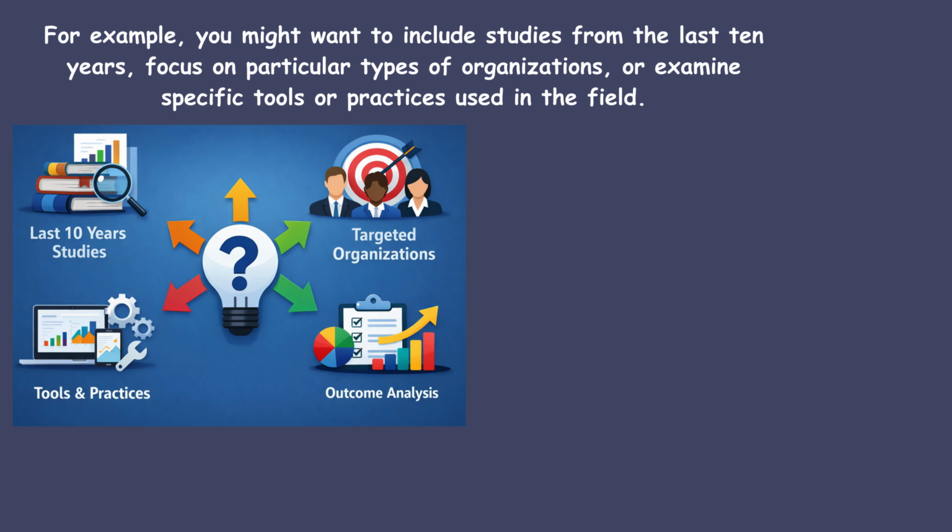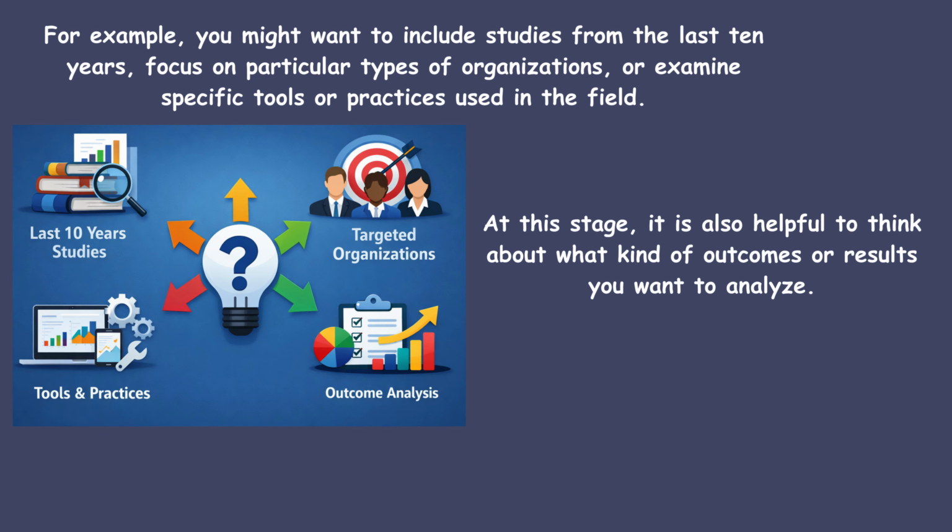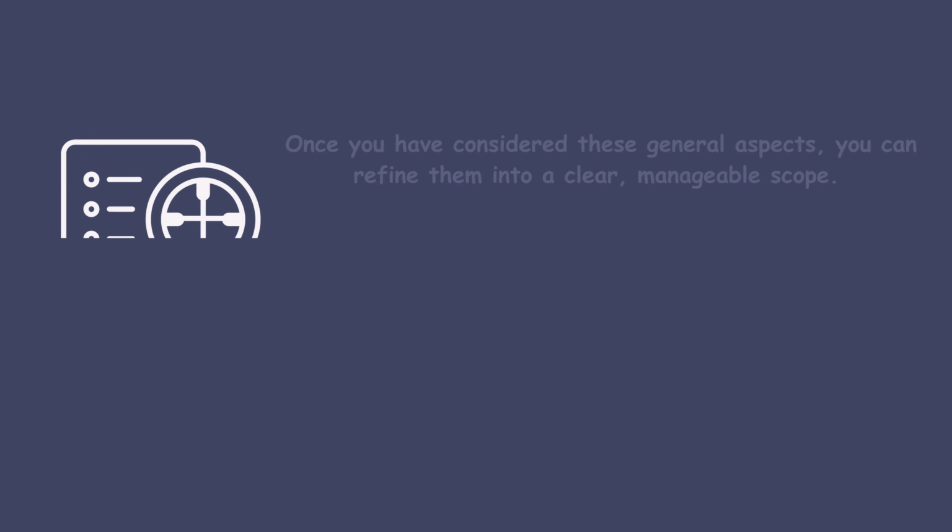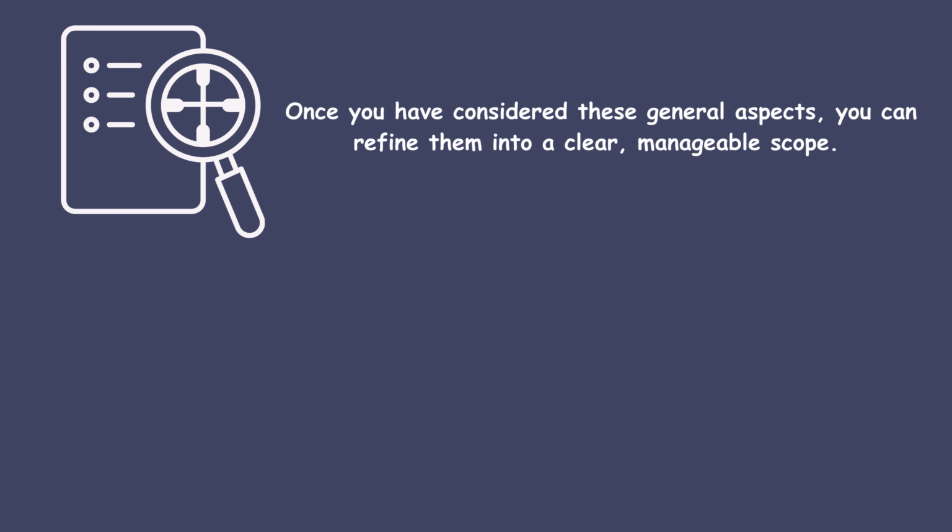For example, you might want to include studies from the last 10 years, focus on particular types of organizations, or examine specific tools or practices used in the field. At this stage, it is also helpful to think about what kind of outcomes or results you want to analyze. Once you have considered these general aspects, you can refine them into a clear, manageable scope.